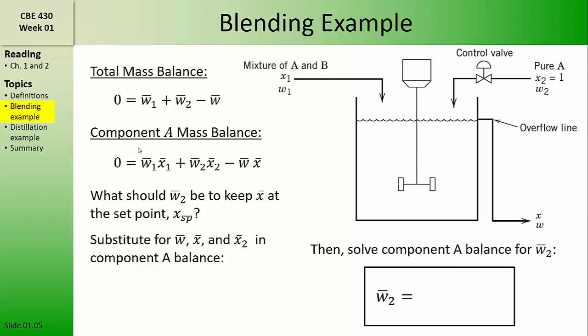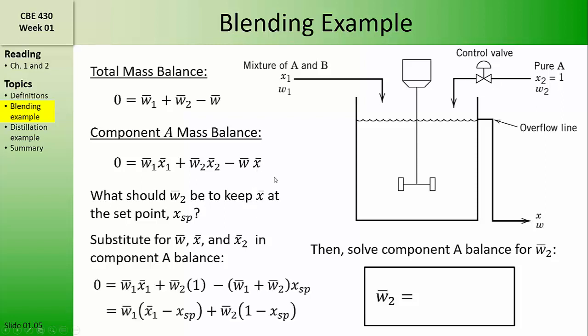We'll also write a component A mass balance. The component A mass balance at steady state says that there's no accumulation and that the amount of A coming in is equal to the amount of A leaving. Now we can ask the question, what should W2 bar be to keep X bar at its set point, X sub SP? To answer this question, we'll substitute for W bar, X bar, and X2 bar in the component balance equation. So W bar can be obtained by solving the mass balance for W bar, and thereby eliminate W bar using the sum of W1 bar and W2 bar.